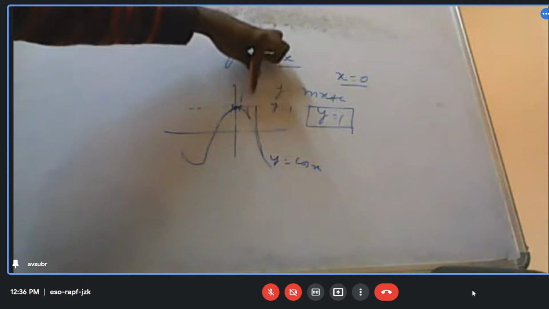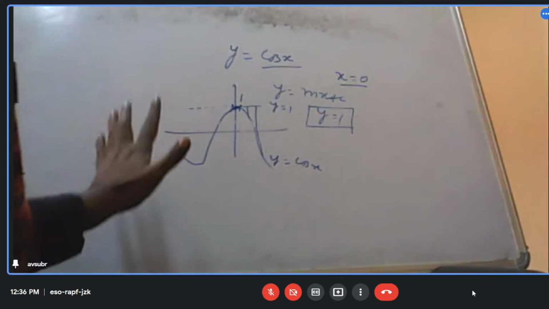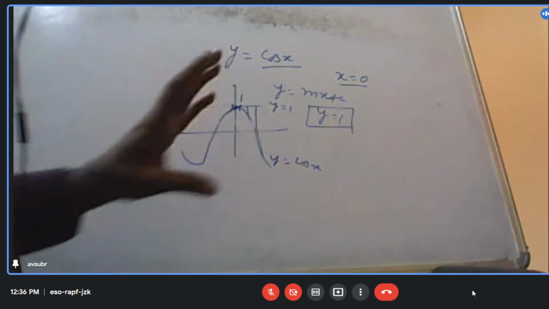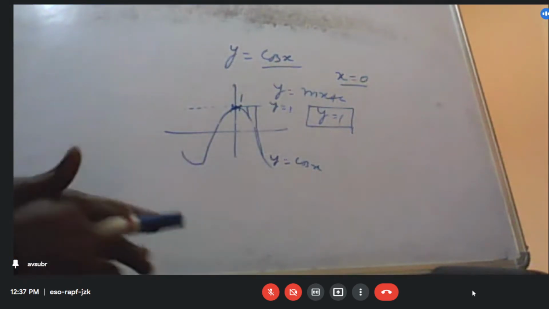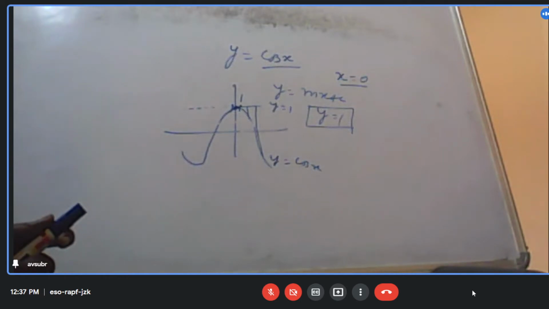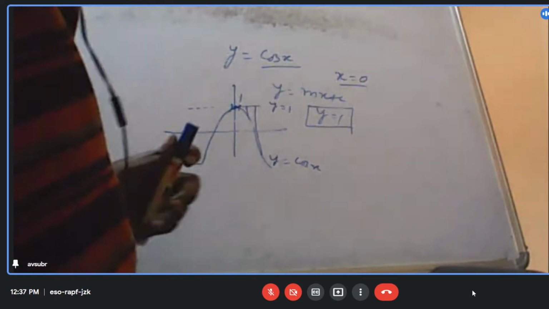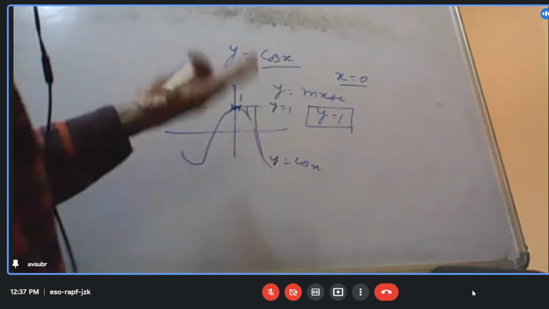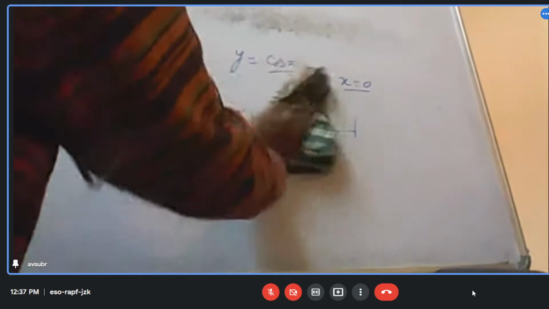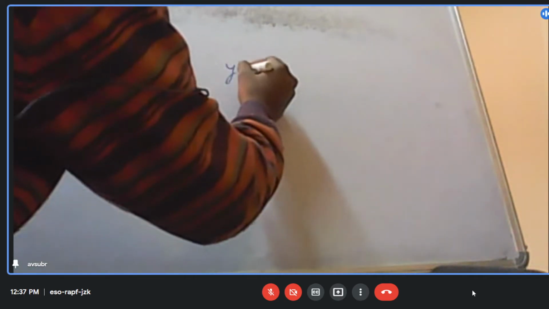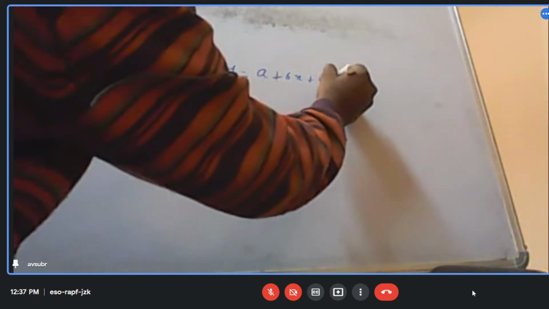So this difference is more. Is it correctly representing this cos x? No, not at all. So it means that we need to go for the higher order, the second order approximation to this cos x, y equal to cos x. Now the second order approximation is y equal to a plus bx plus cx square.